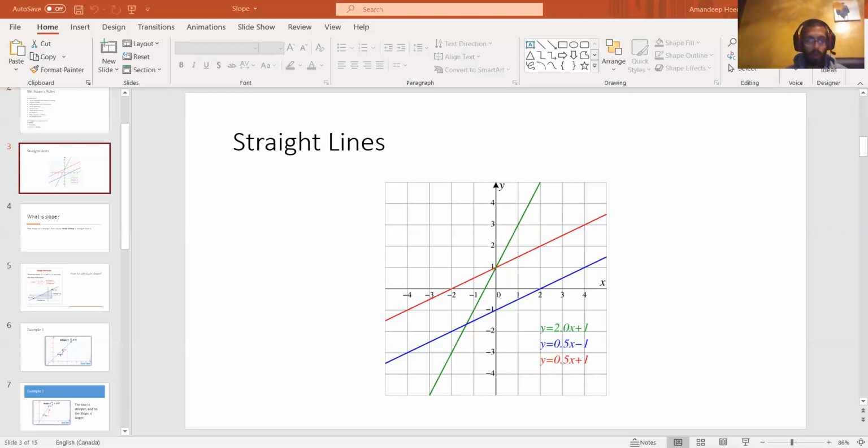y2 is 0, so y2 is 0 minus y1, and y1 is negative 3. So you're going to get negative 3, and then divided by x2, which is 2, and my x1 is 0. Okay? So you're going to get negative, and a negative becomes positive. So you're going to get 3 over 2.